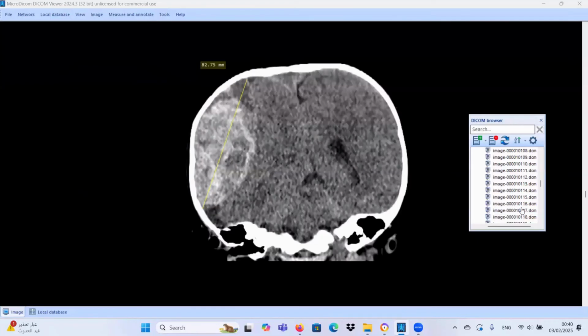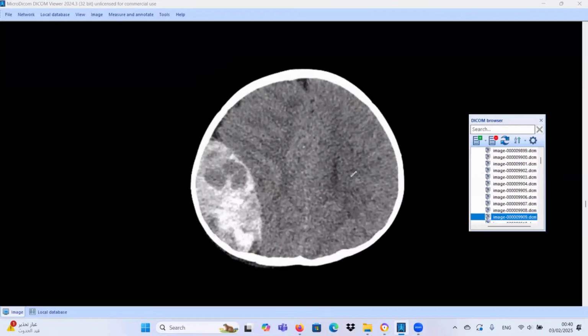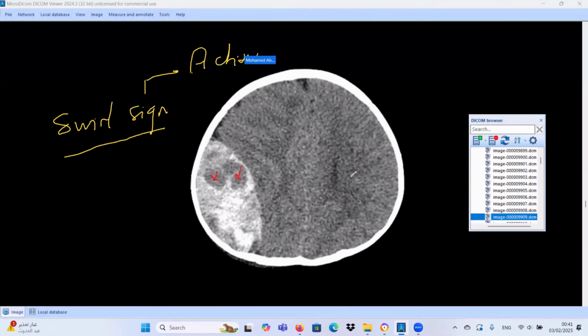We have also one of our secrets today in our reporting. In this case, look at this. What are these pockets? Inside the hematoma, you can see some hypodense pockets. These pockets most likely indicate what we call the swirl sign. The swirl sign indicates active bleeding. So we have a large extradural hematoma with active bleeding.